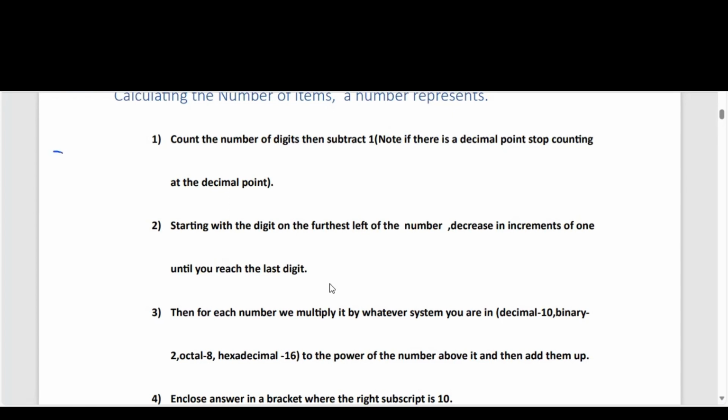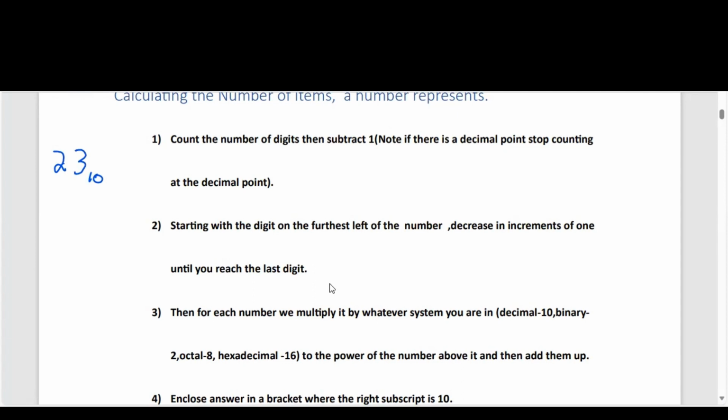I'll use an example. Let's say we have 23 to base 10. Very simple. The first thing you do is count the number of digits and then subtract one. So you have two digits here, and you subtract one: two minus one is one. Once you do that, you start with the digits.